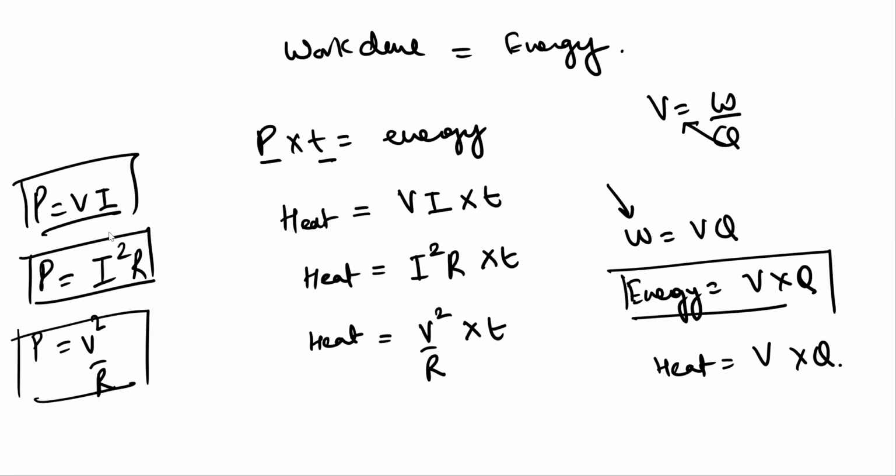Hello. Yes, sir. Okay. So if I'm talking about this one, P is equals to VI, P is equals to I square R, P is equals to V square by R. Okay. Now moving to the next one. If I'm talking about this one, where are you going to use? So first of all, let you know how to calculate the resistance of the conductor.